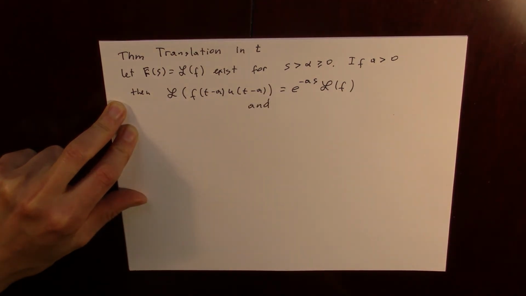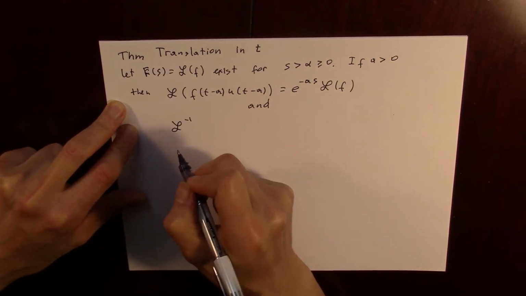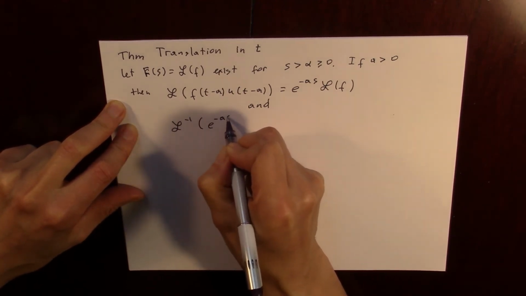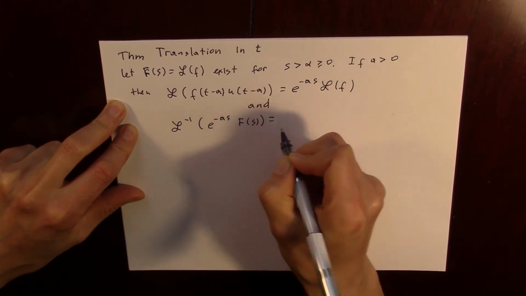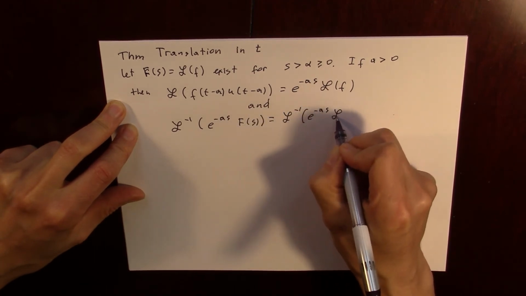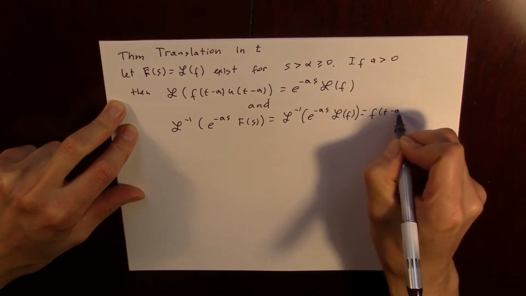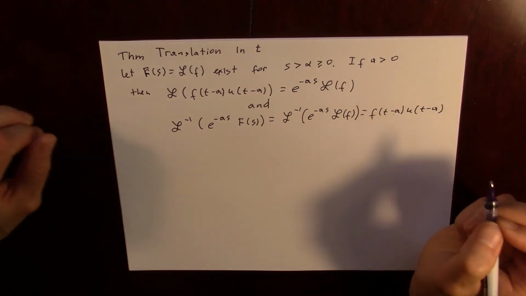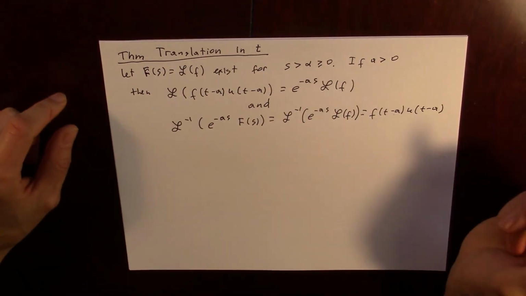And correspondingly we can write down the Laplace inverse of e to the negative as times capital F of s, which equals the Laplace inverse of e to the negative as times the Laplace of f, which equals f of t minus a times u of t minus a. So that's the theorem, translation in t.